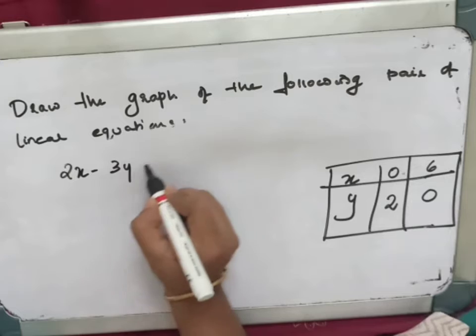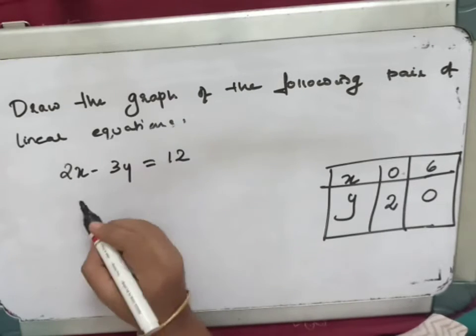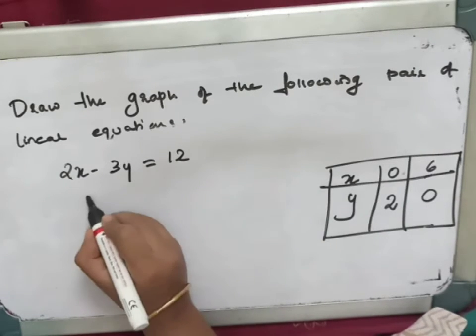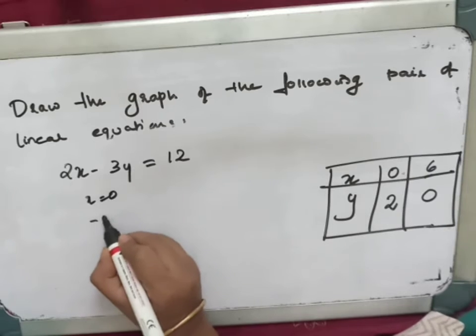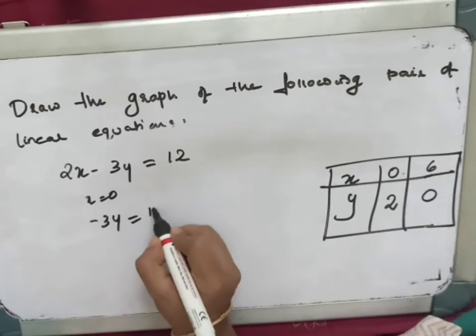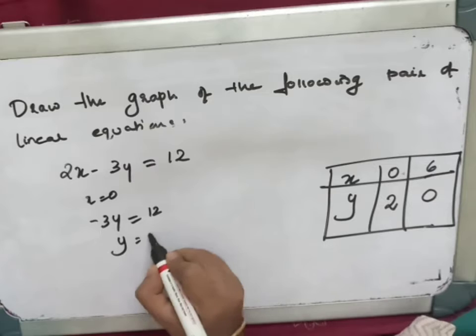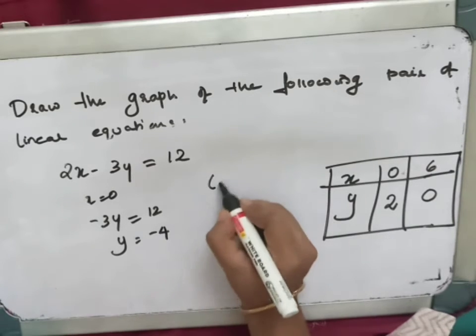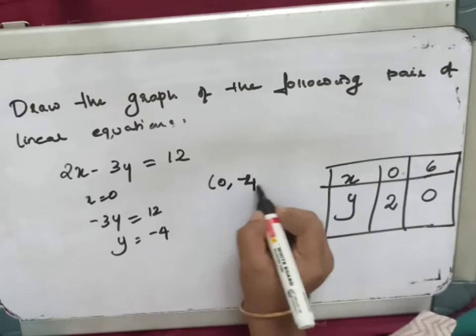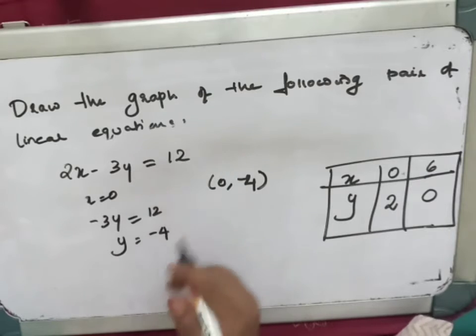2x minus 3y is equal to 12. Again let us substitute x is equal to 0 first. Then we have minus 3y is equal to 12. Therefore y is equal to minus 4. So (0, minus 4) is one point that satisfies this.